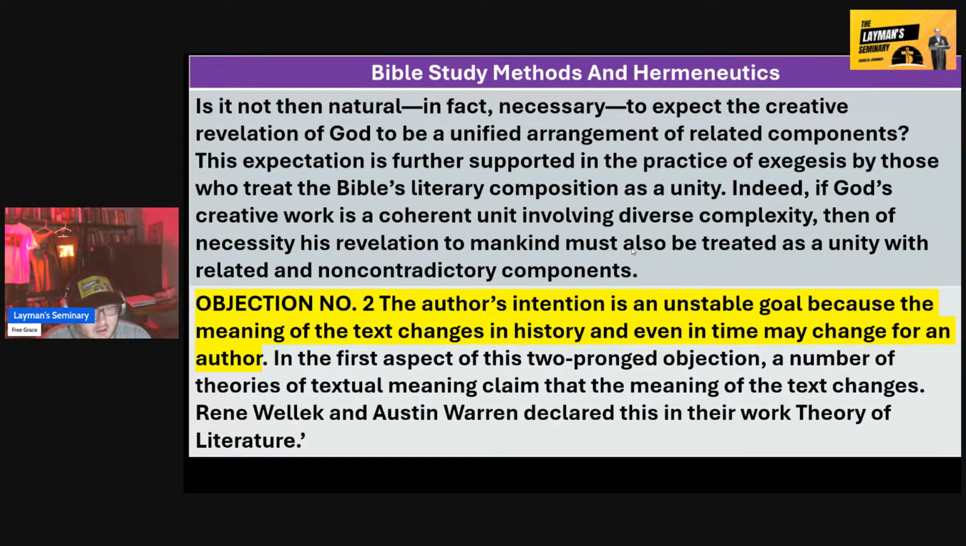Objection number 2. The author's attention is an unstable go because the meaning of the text changes in history and even in time may change for an author. In the first aspect of this two-pronged objection, a number of theories of textual meaning claim the meaning of the text changes. Rene Wellek and Austin Warren declared this in their work, Theory of Literature.